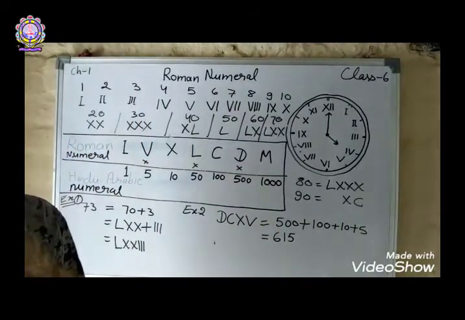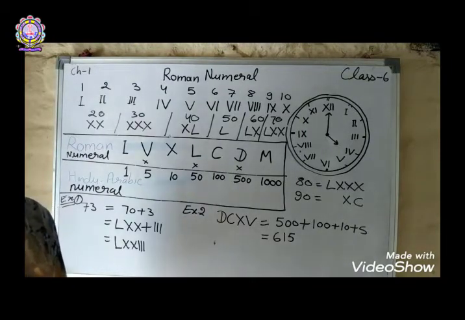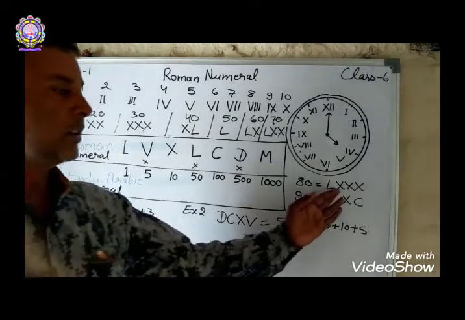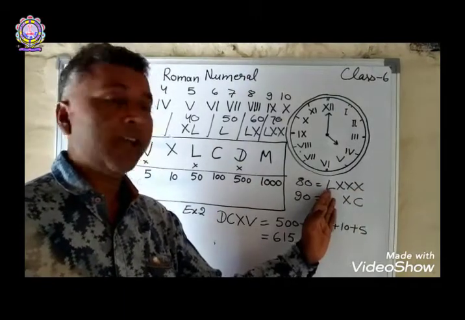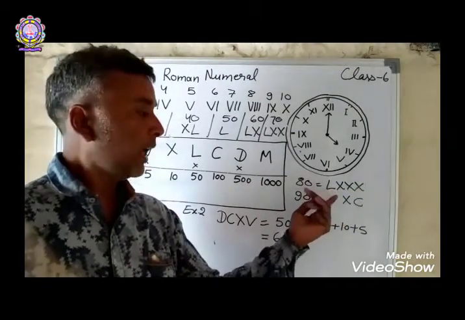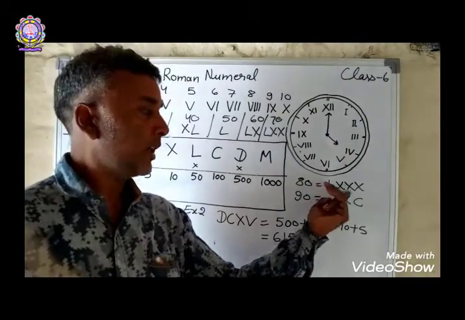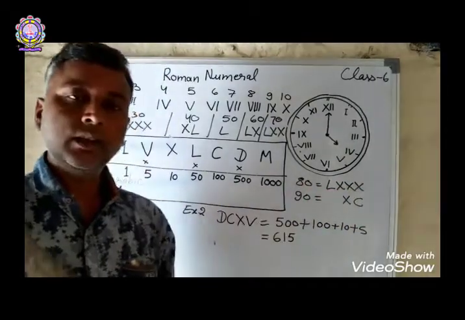Rule number 2: when a symbol is written to the right of a symbol of greater value, its value is added to the value of the greater symbol. Here, X, X, X is written to the right of the greater value L. So we add them. L means 50, X 10, 10, 10, that is 30, so 50 plus 30 is 80.